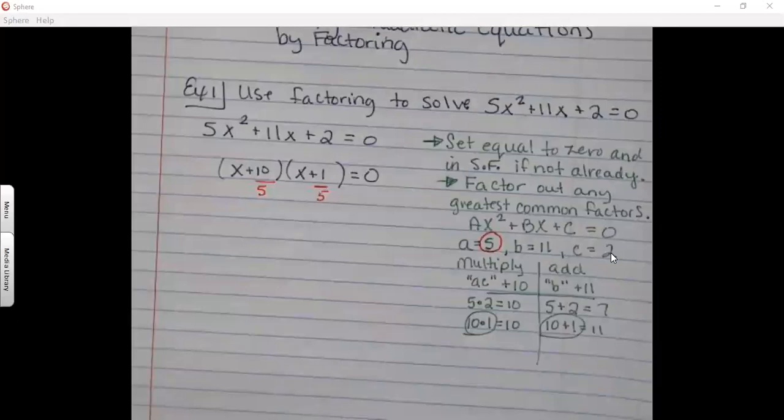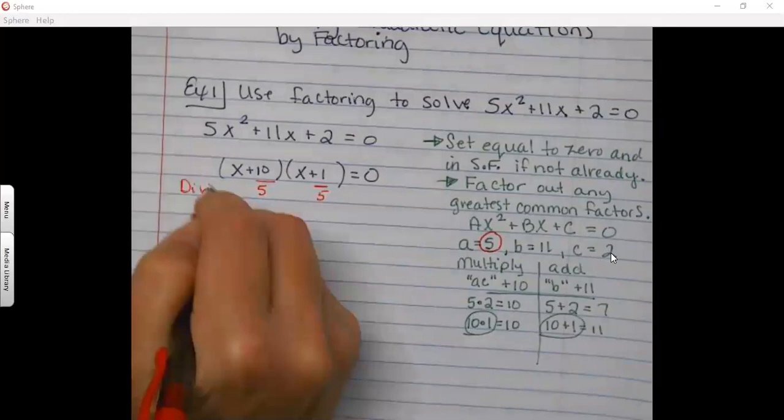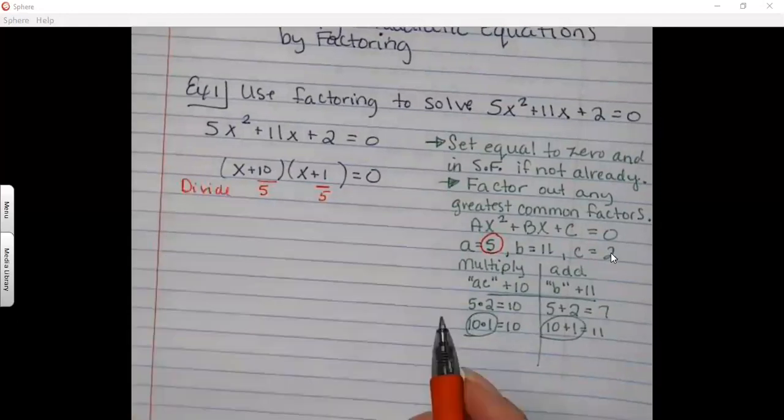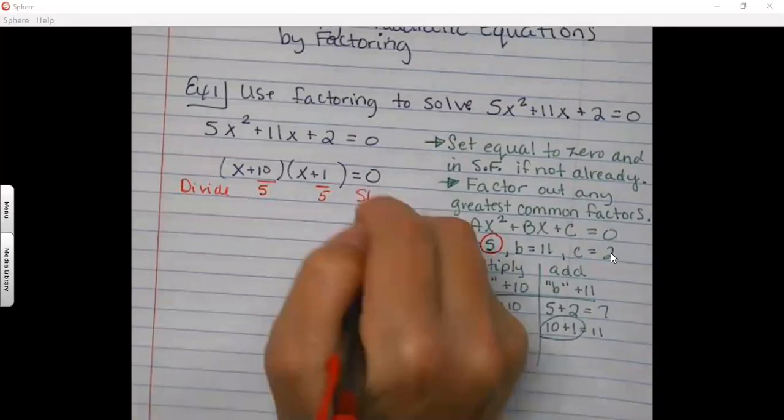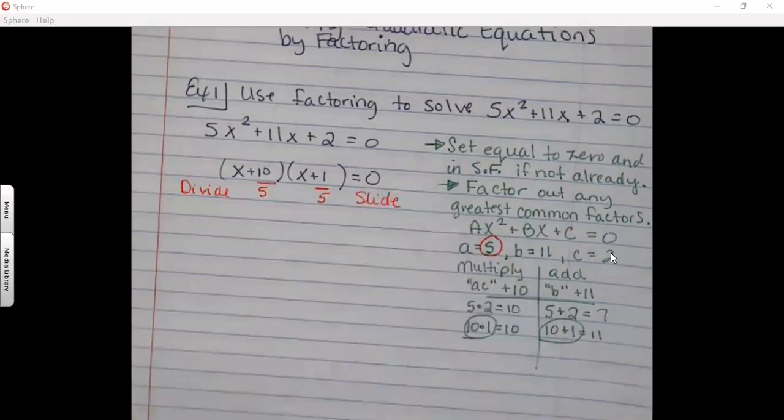So 10/5, does that divide evenly? Yeah. So I will call that the divide. Does 1/5 divide evenly? No. So that side is going to be a slide. Sometimes you have 2 slides. I don't think I've ever seen 2 divides. Yeah, there can be 2 slides. Here's the thing. If it's a slide and you can reduce it, you must reduce before you slide. If you don't, it won't be right. Usually that only happens when they're both slides, okay? I don't think I've ever seen it reducible when you have a divide and a slide.